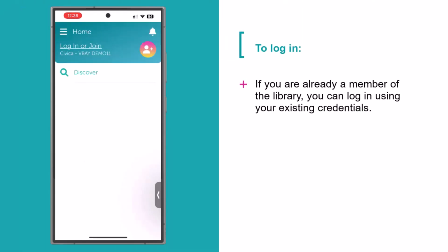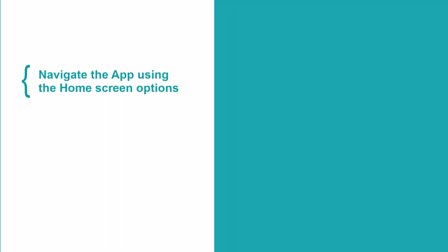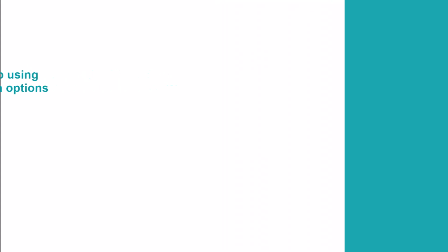If you're already a member of the library, you can log in using your existing credentials. To log in, select the Login or Join option at the top of the app screen, enter your username and password, and click Login. Now let's look at how to navigate the app using the home screen options.